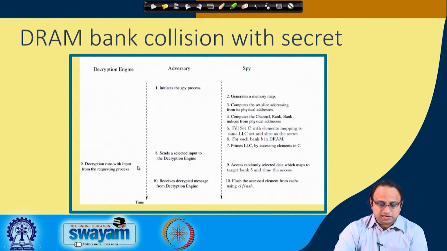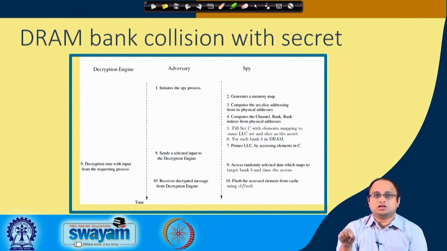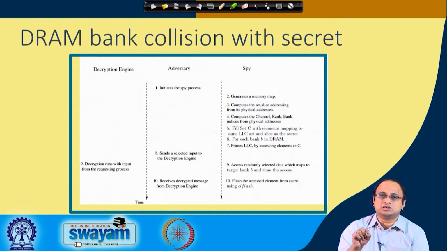So now, the moment the decryption runs, in parallel or in conjunction, you access randomly selected data which maps to the target bank B, for example bank 0, and you time your accesses. The objective is that you know the decryption is accessing a specific bank, and as a spy, when you are accessing some locations, you are also interested in accessing the same bank, okay.